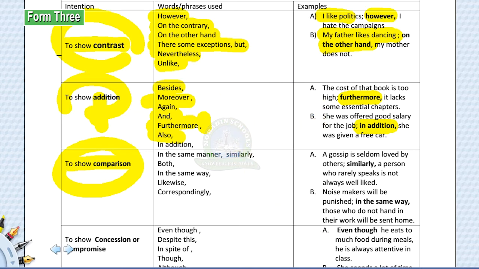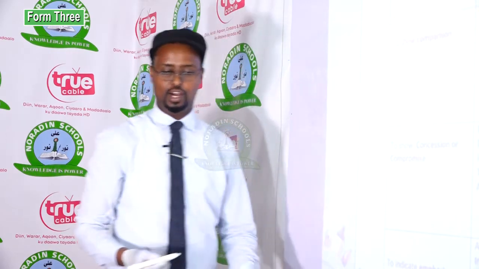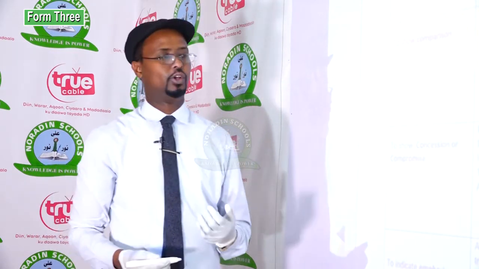Okay, let's take this one. This one is what? This is when you are comparing two ideas or two paragraphs or two sentences. You use this one to show comparison. So when you are comparing, you use these words, like in the same manner, or similarly, or both, or in the same way, or likewise, or the word correspondingly. But what about if I'm speaking, like we always do, or I'm writing something, and I use the word in the same manner 10 times? It won't be interesting. Your speaking or your writing will be very boring.